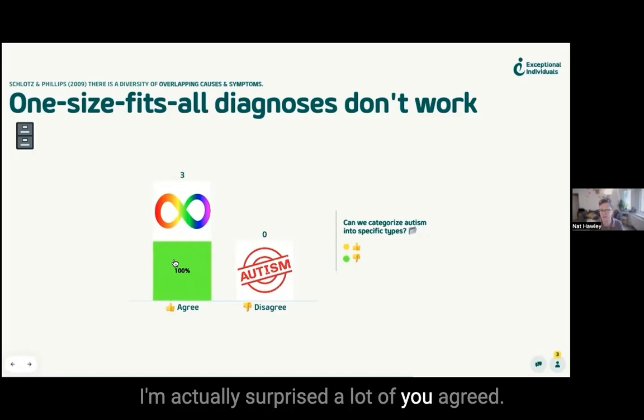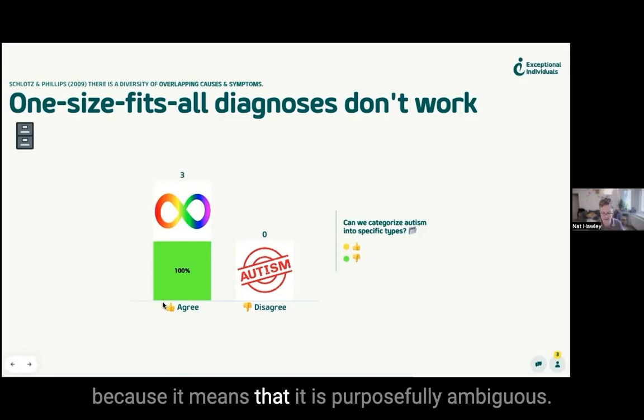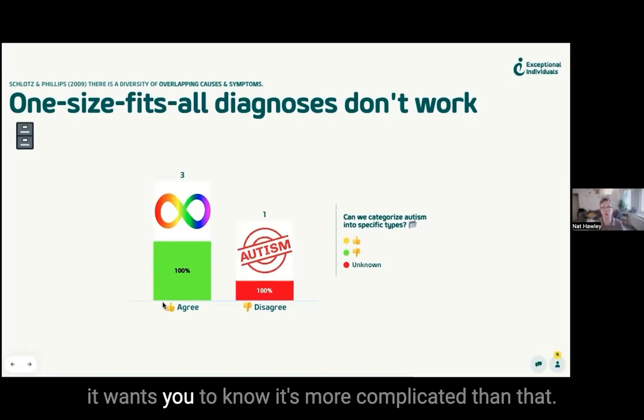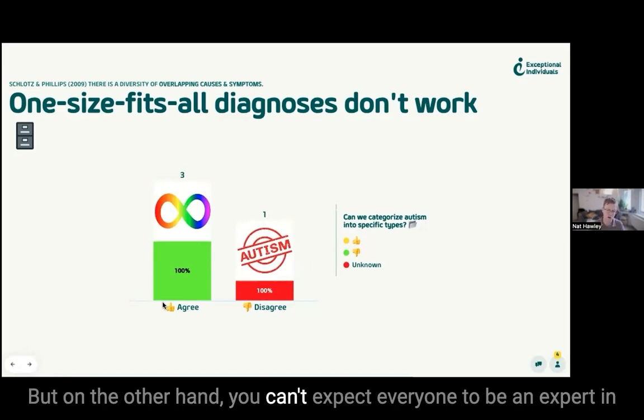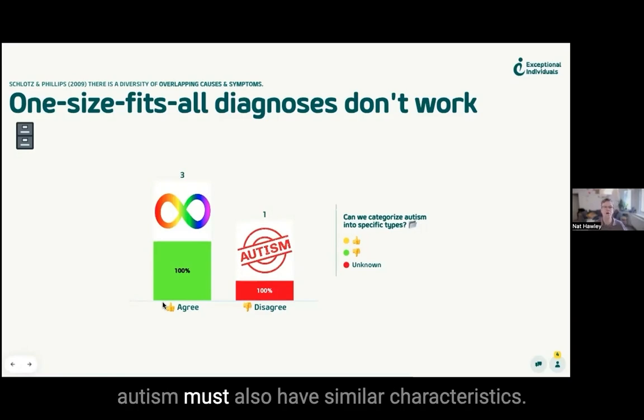I'm actually surprised a lot of you agreed. I thought there'd be a bit more disagreement. I think there's pros and cons. Having one diagnosis to rule them all is beneficial because it is purposefully ambiguous. It doesn't give you all the information because it wants you to know it's more complicated than that. But on the other hand, you can't expect everyone to be an expert in autism, and people might just say, I know one person with autism, and the other person who told me you have autism must also have similar characteristics.